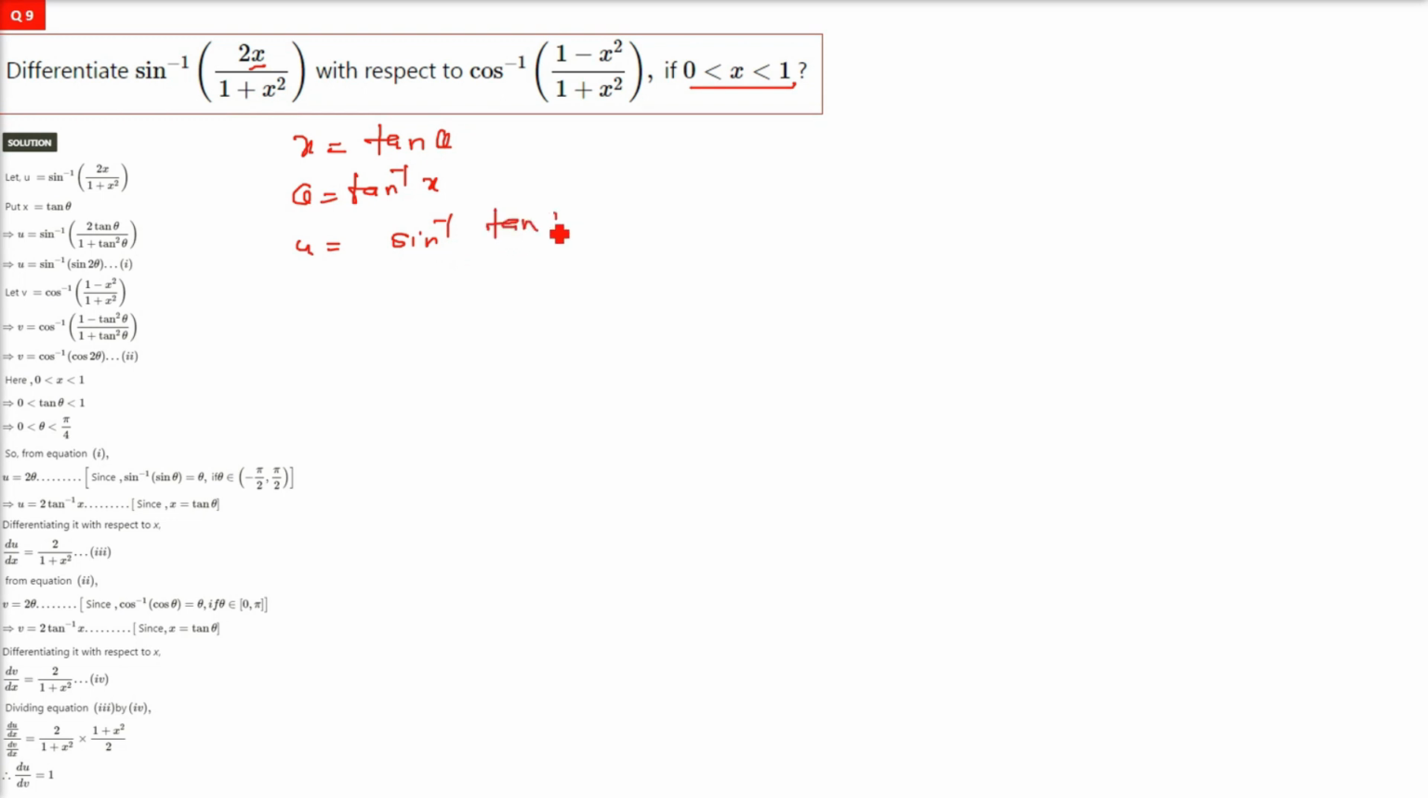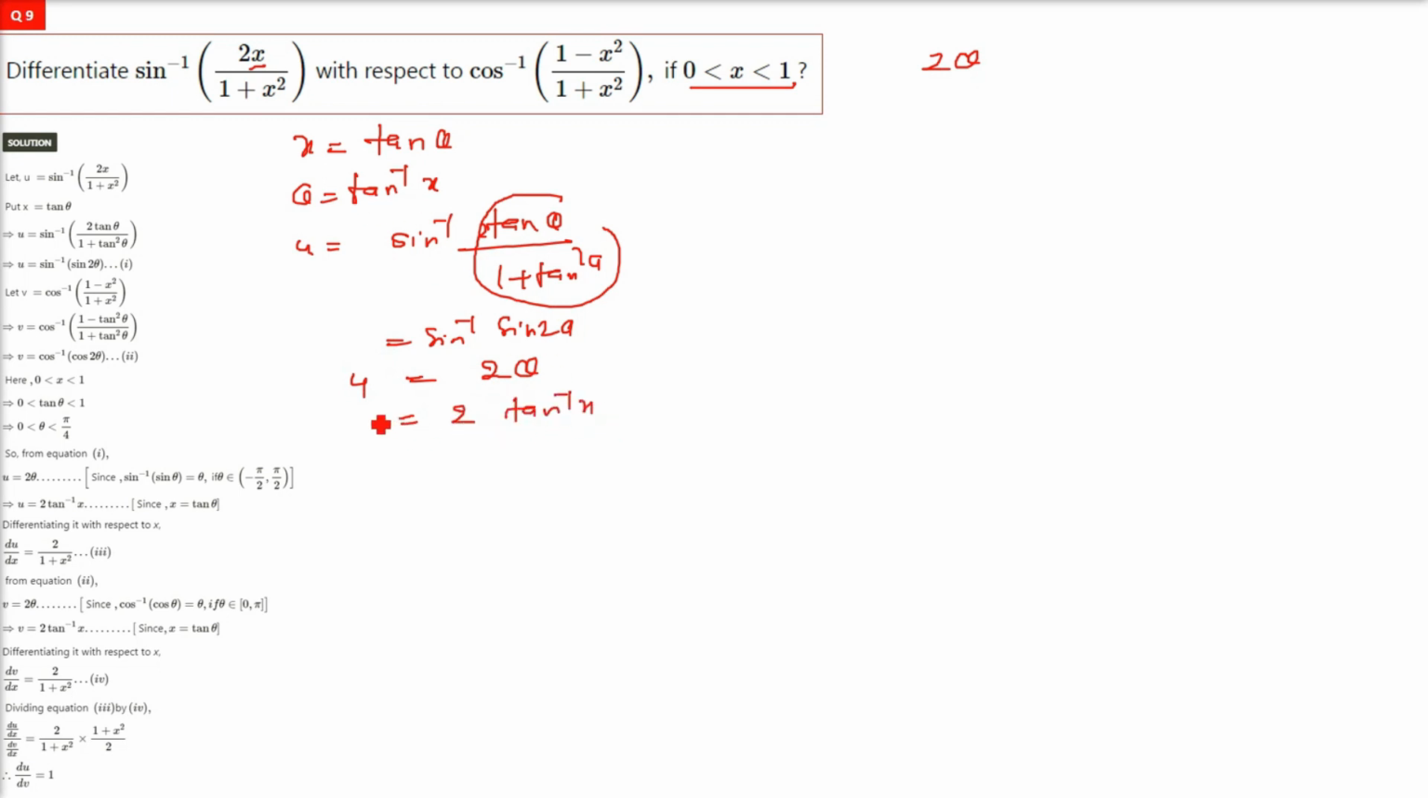So u is equal to sin inverse of twice tan theta divided by 1 plus tan square theta. And this we have done a lot of times. 2 tan theta by 1 plus tan square theta is nothing but sine 2 theta. So sine inverse sine 2 theta, this sine and sine inverse we can cancel. I'll just check it for you just to recall what exactly this is. So theta is tan inverse x. U is 2 tan inverse x, so du by dx is 2 times 1 by 1 plus x square. This is du by dx.